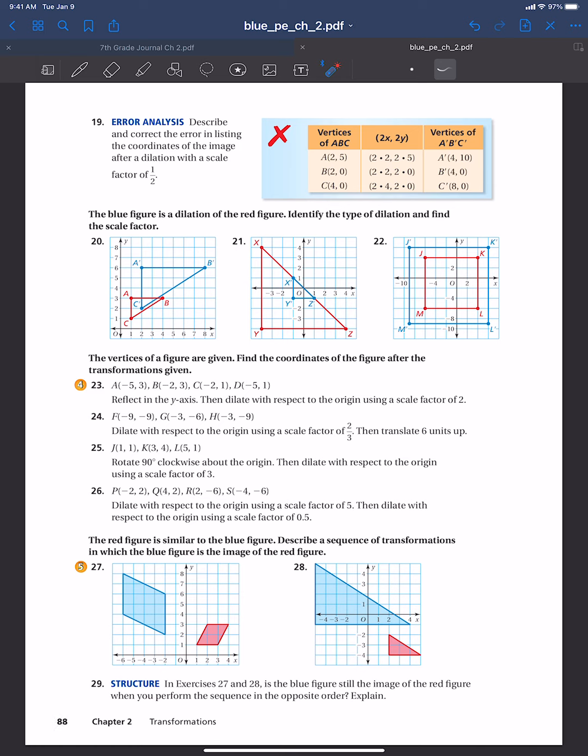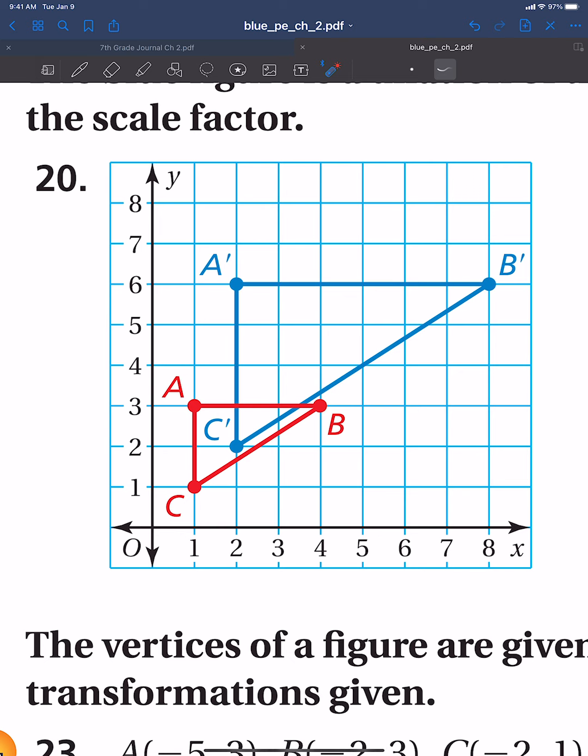20, 21, and 22 says the blue figure is a dilation of the red figure. Identify the type of dilation and find the scale factor. Okay, so what kind of a dilation is this? Looks like prime would be my image, right? So it looks like it grew, and we call that an enlargement. So this would be a dilation, an enlargement.